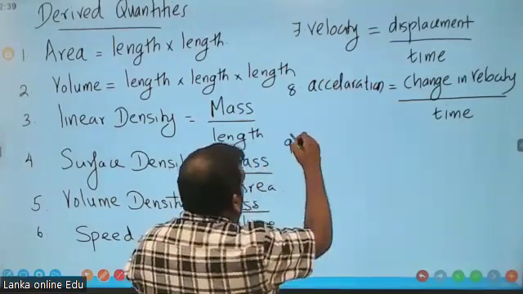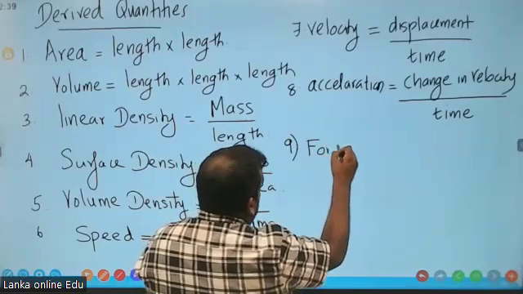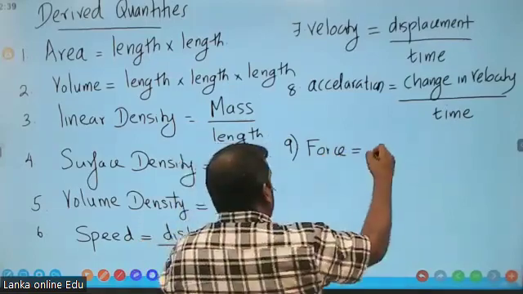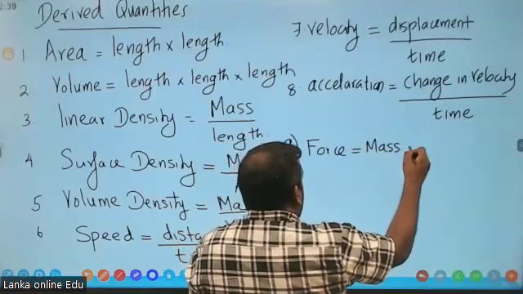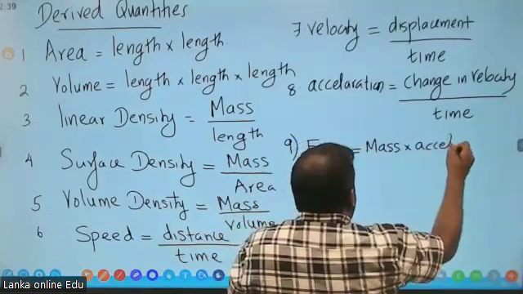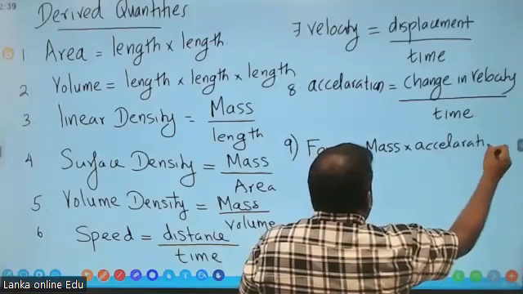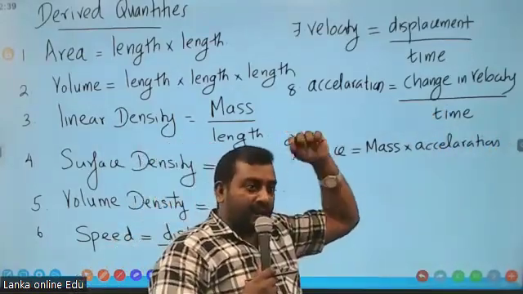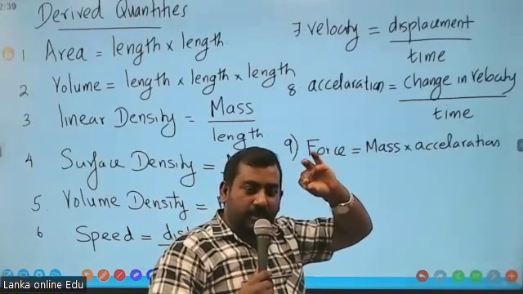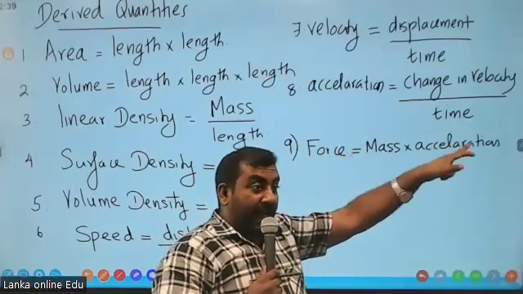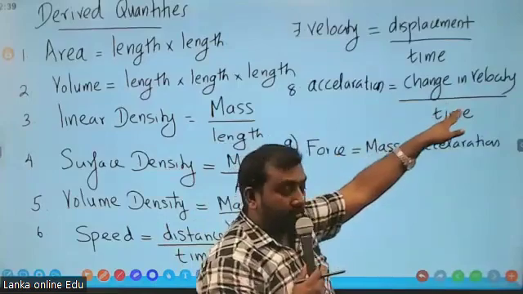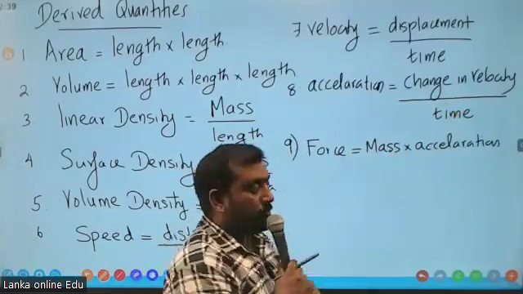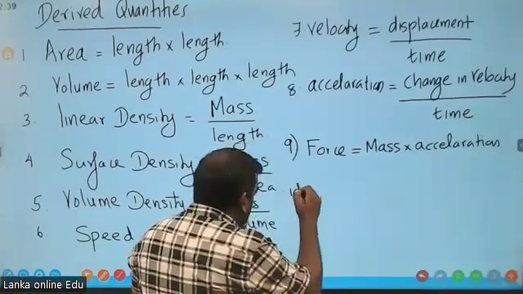Ninth one. Force. Tell me the equation for force. Mass into acceleration. Famous one. Mass is fundamental. Mass, length, time. Acceleration I can find using fundamental. Therefore, force is a derived quantity. 10th one is work.